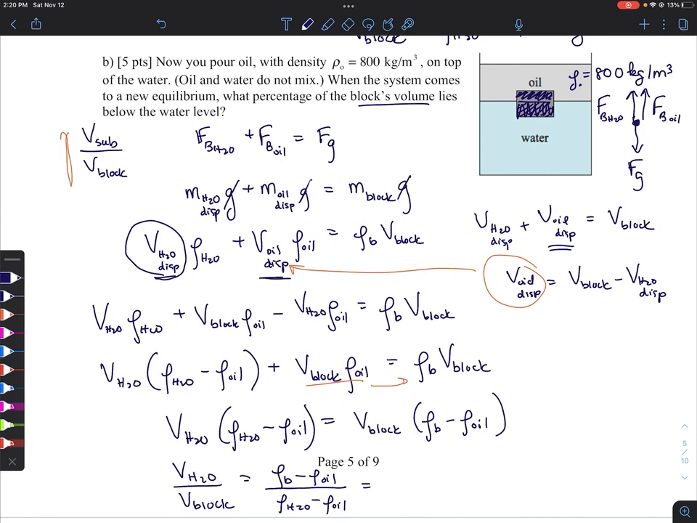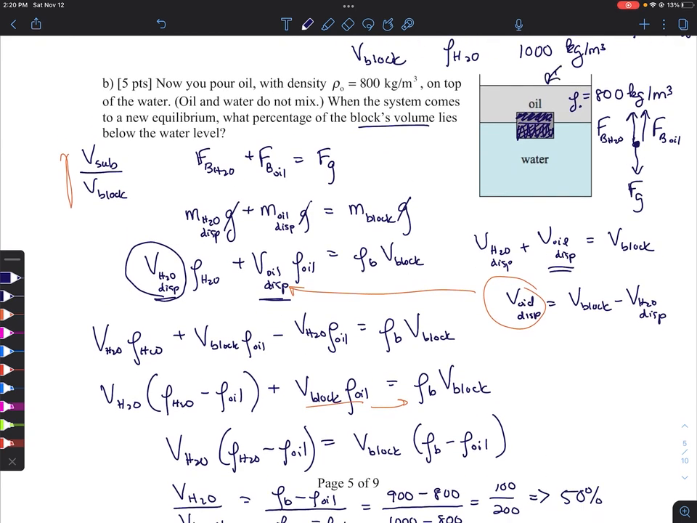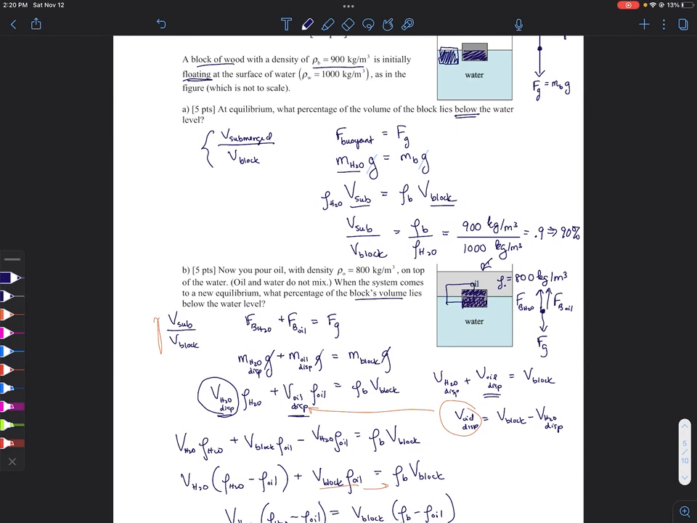And rho block was 900 kilograms per cubic meter. Rho oil is 800. And in the denominator we have rho water is 1,000. Subtract off rho oil again. So this gives us 100 over 200, which is 50%. So that means that when you pour oil on top of the water, the block actually lifts out of the water higher than it was in part A.